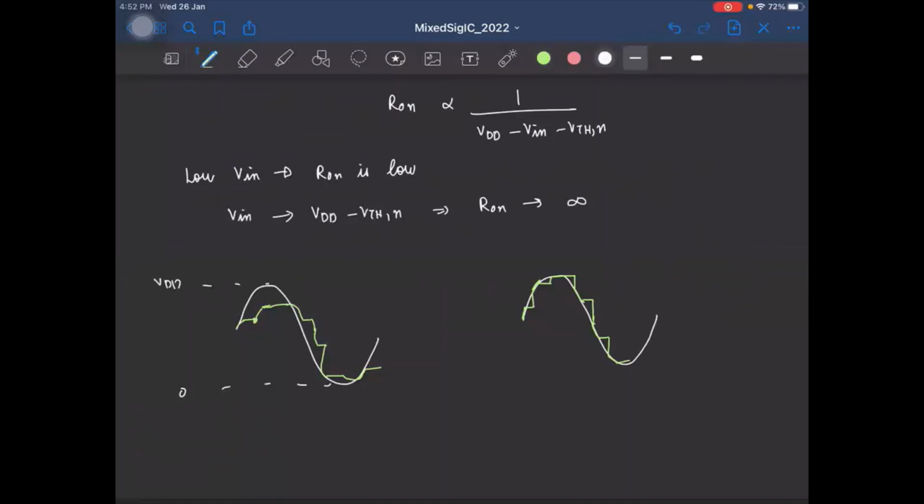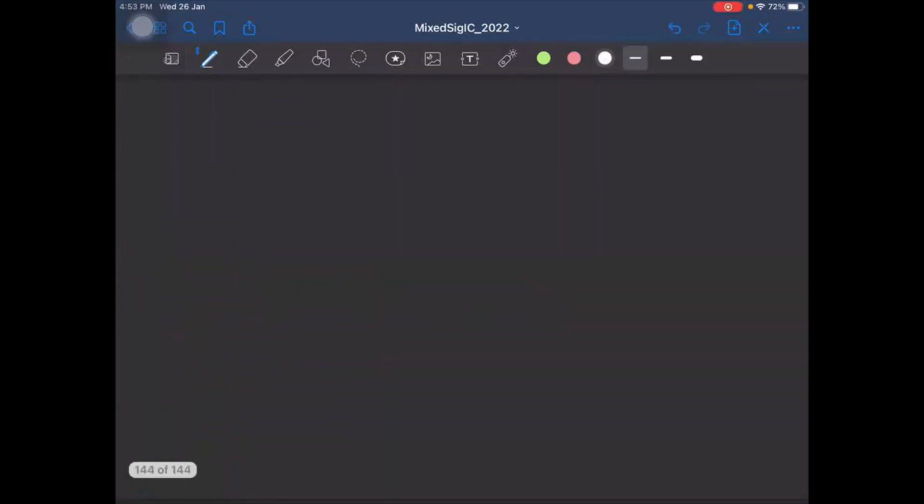So now let us see how to go about solving this problem. The bottom line here is the problem of the on resistance varying as a function of the input. When the input is varying from 0 to VDD, the on resistance varies from some finite value, say R on, to infinity. It varies by a large amount, and that introduces nonlinearity. So one solution to this problem is to do the following.